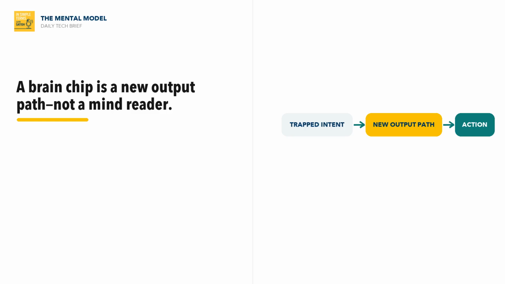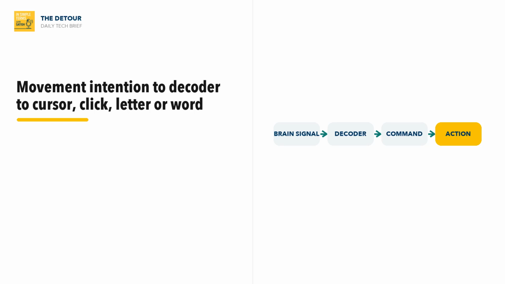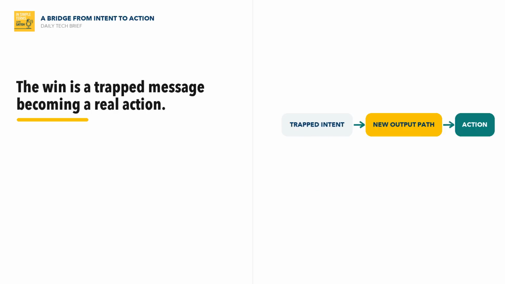So the best mental model is this. A brain chip is not a mind reader. It is a new output path. Your hands are normally how your brain controls a computer. For someone who has lost that path, an implanted brain-computer interface tries to listen for movement intention directly from the brain. Then software turns that intention into action. A cursor, a click, a letter, or a word. The future is not a chip that knows everything you think. The future, if it works safely, is a bridge from a trapped message to a real action.